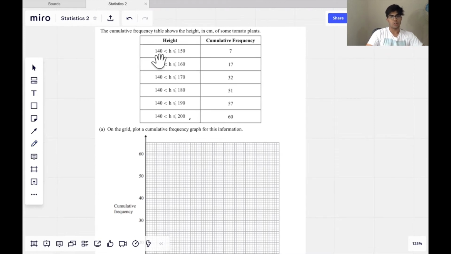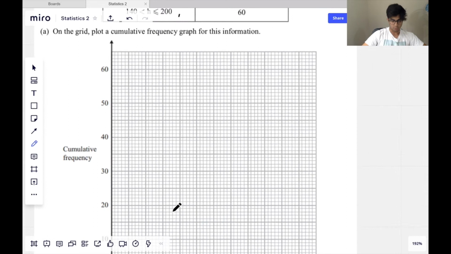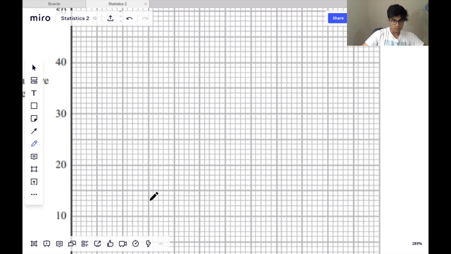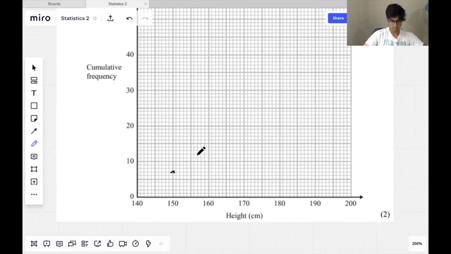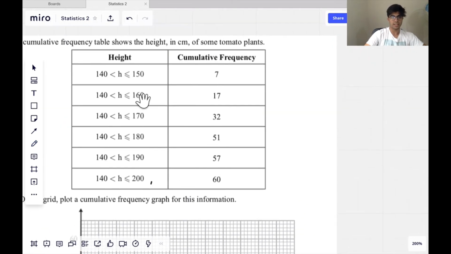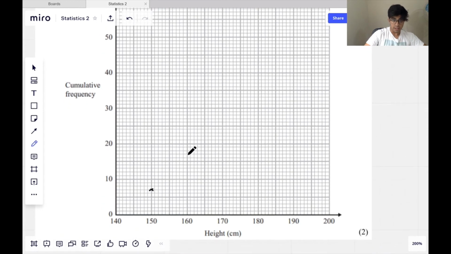So what you do is you say, okay, between 100 and 150, the cumulative frequency is 7, as it says here. So we know that at 150, anything below 150 is 7, because that's 140 to 150, right? So we go to 150 and plot 7. Now we can go to 160, and it says everything less than or equal to 160, there's 17 of them. So we go to 160 and plot 17, and just repeat that process.